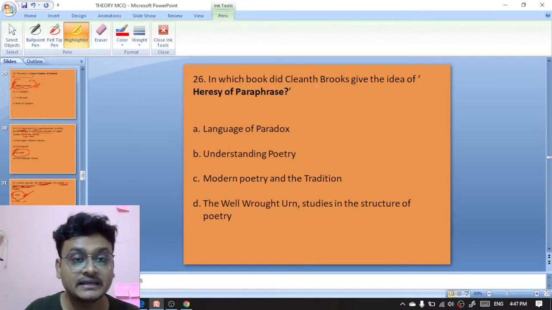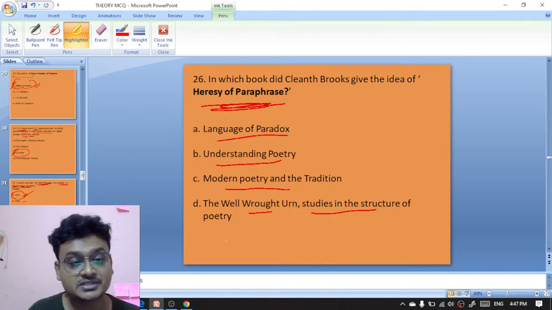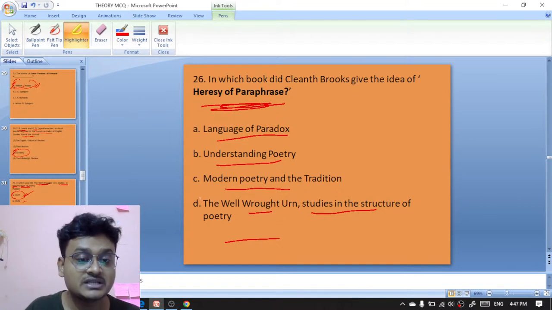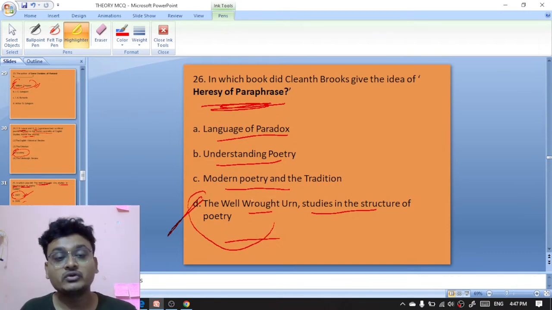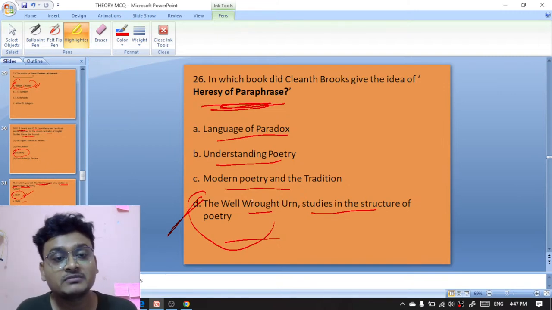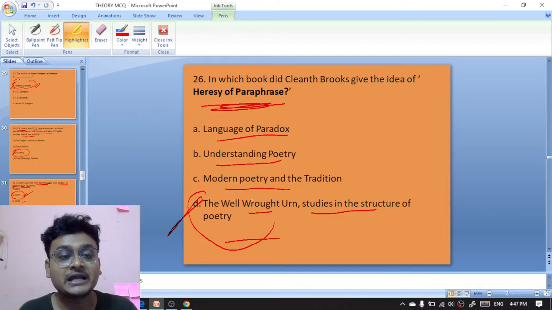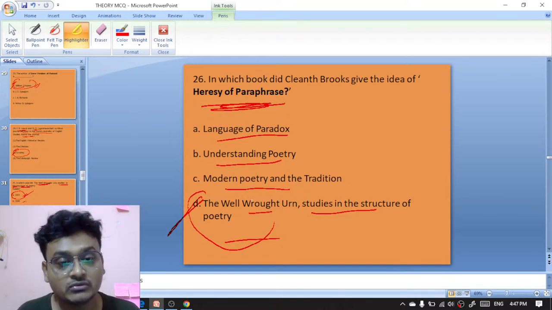Moving on to question number 26. In which book did Cleanth Brooks give the idea of the heresy of paraphrase? I told you earlier: The Well-Wrought Urn, Studies in the Structure of Poetry. This is the subtitle. D is the right option here. Heresy means error. So the error of paraphrasing: when you paraphrase or summarize any work, the reality of the text is destroyed. The dramatic effect of the text is destroyed, the emotional effect is ruined. So we make a kind of error when we paraphrase or summarize any particular work. So this is given by Cleanth Brooks.